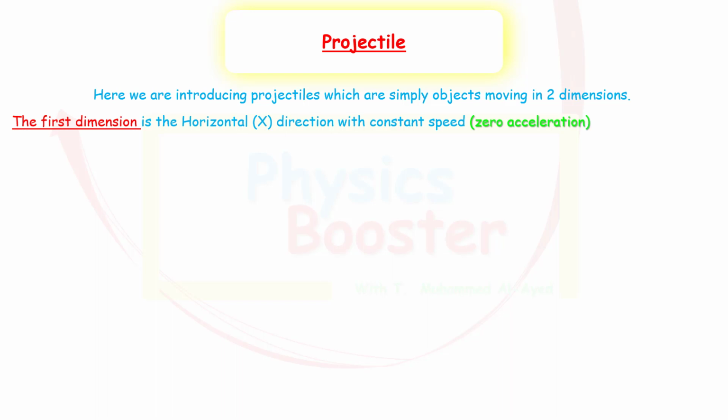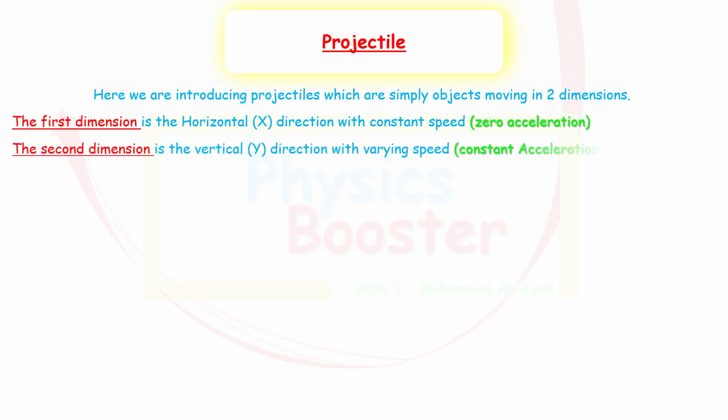Now, as we said, in projectiles they will be moving in two dimensions. The first dimension is in the x direction, and it has a constant speed. Now this is very important. In projectiles, the horizontal motion has constant speed. In other words, there is zero acceleration. How will that help us?